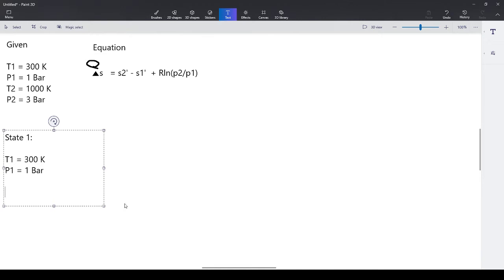Yes, that is correct, because the ideal gases only depend on temperature. So we do not need pressure. But I'll write it down anyway because it's good to always include everything about the state.